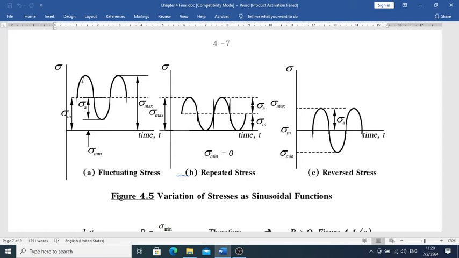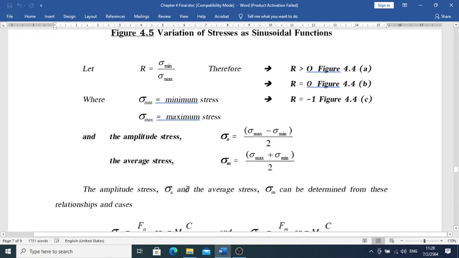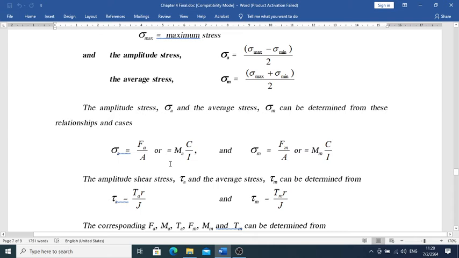In a repeated load, sigma min is equal to 0, and otherwise everything is positive all the way. In reversed stress, the maximum is positive, the minimum is negative, and the mean is going to be 0. The amplitude is the wave amplitude anyway. So everything's right there, and it shows the equations. The amplitude is going to be max minus min over 2. The mean is going to be max plus min over 2, respectively.